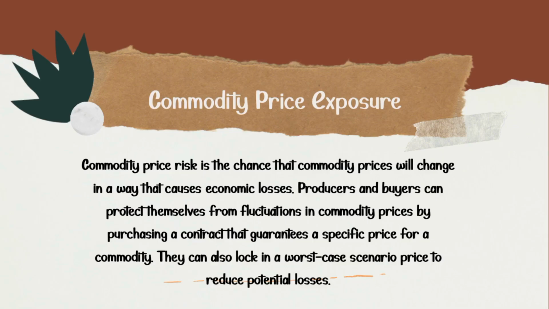So we have another commodity price exposure in reducing risk. So commodity price risk is the chance that commodity prices will change in a way that causes economic losses. Commodity price risk for buyers is due to increases in commodity prices. For sellers, producers, it is often due to decreases in commodity prices. Producers and buyers can protect themselves from fluctuations in commodity prices by purchasing a contract that guarantees a specific price for a commodity. They can also lock in a worst-case scenario price to reduce potential loss.